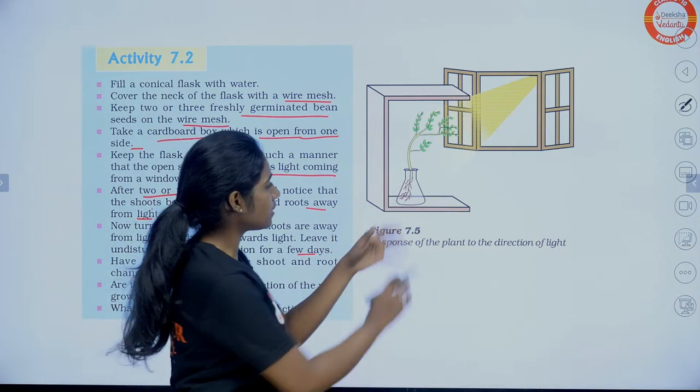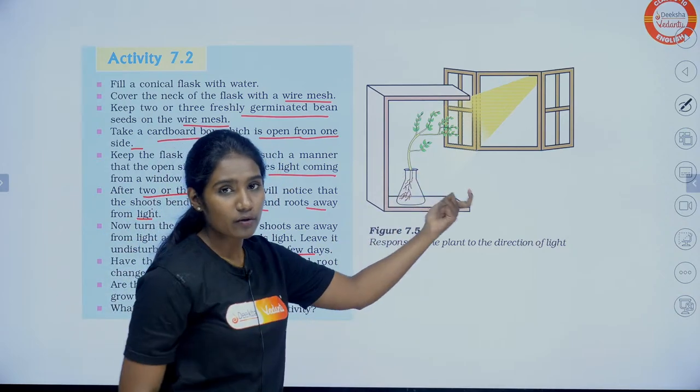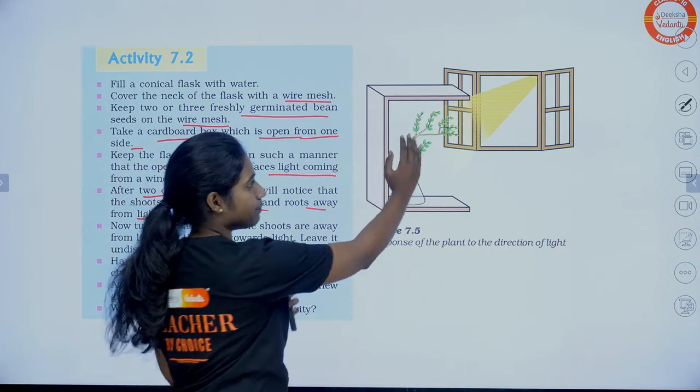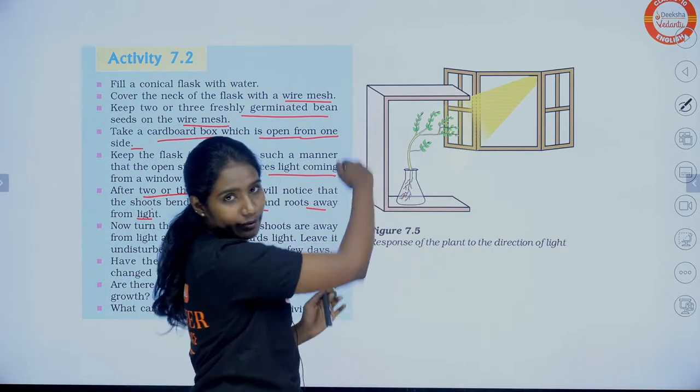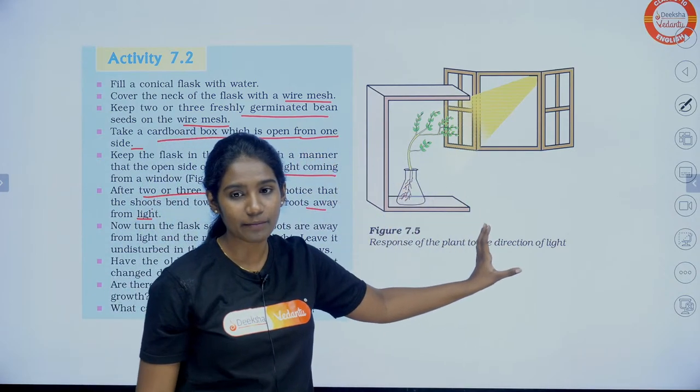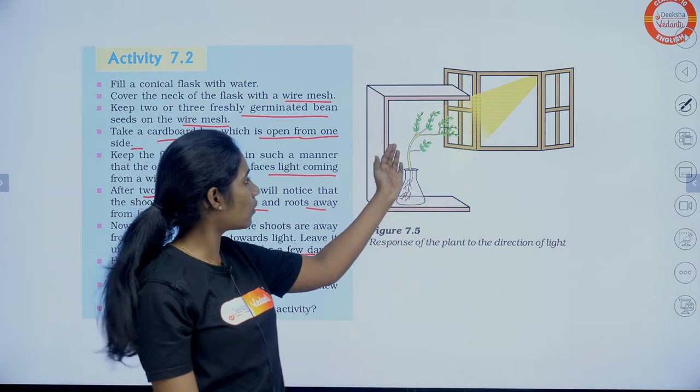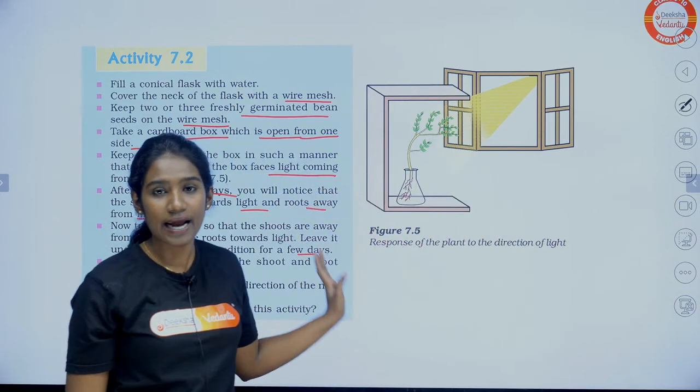Then what are we doing? Just we are rotating the conical flask. We rotate the conical flask to check. Now it is bent this way. Now when you rotate it, it will be bent that way. And again you are letting it stay for some days. Again after some days, you will notice that the shoot is growing towards light only.